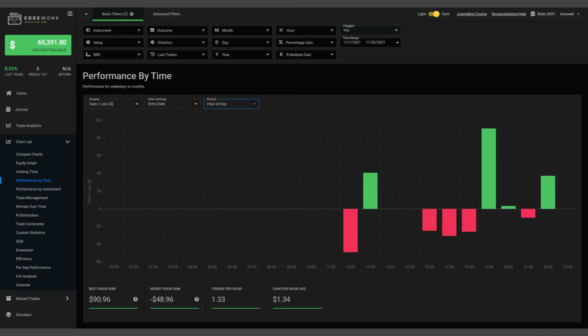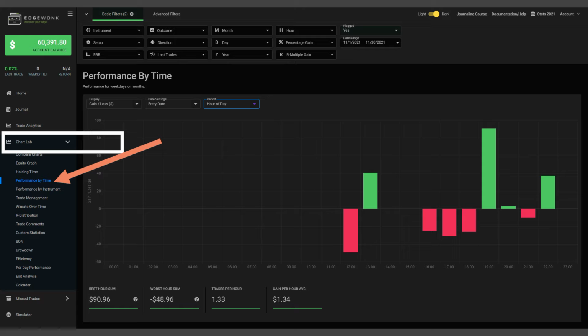Which existing metrics really matter for your performance, because it's not necessarily going to be the ones that you might think, like accuracy percentage and humongous risk reward on your trades. A much more important metric that you want to take advantage of is, for example, time of day. In Edgewonk, you can see this when you go to performance by time.